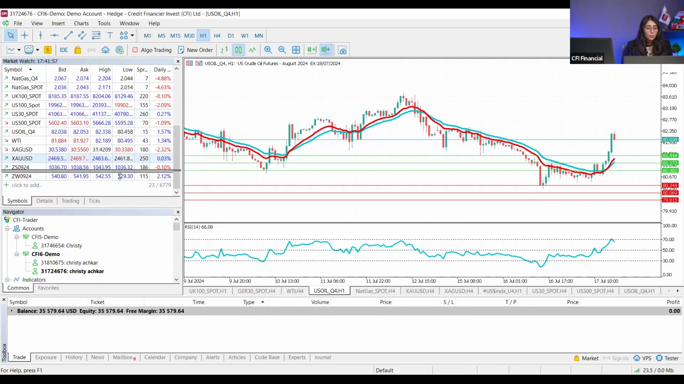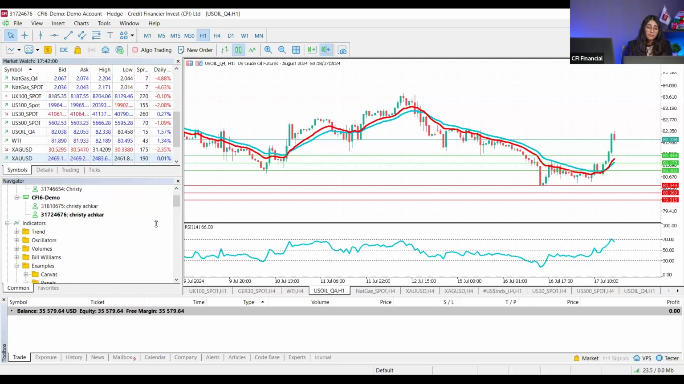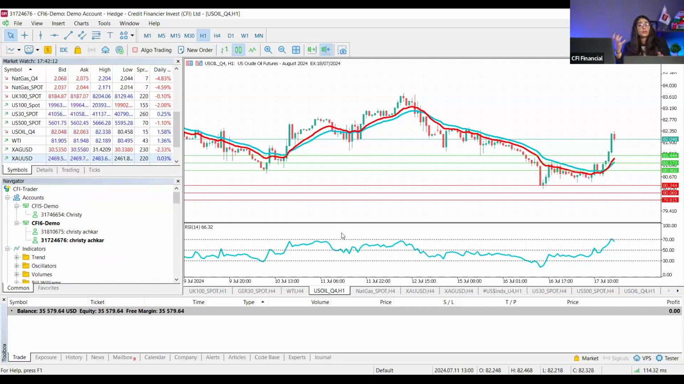Now, moving below, we have the navigator. So basically in the navigator, you are able to transfer from an account to account if you have more than one account, which makes it very easy. You just click on the account, you press OK, and it transfers you to the account that you want. Now we're gonna move to the toolbox. So this is the toolbox, the below section. I'm gonna keep the trade section till the end because I'm gonna show you how you can apply trades, the ones that we talked about, so market execution and pending order.